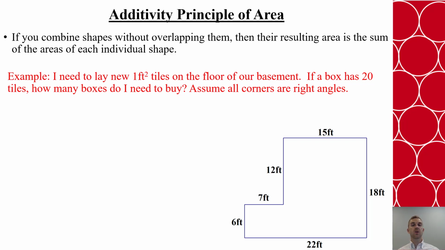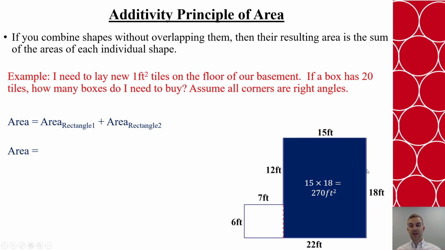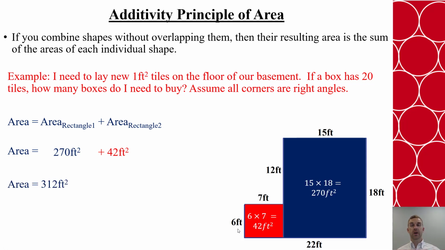And I'm going to assume all these corners are right corners. So that's important because now I can say I can't find the area as it is, but I could split this into 2 rectangles by drawing this small segment right here. Now I know that the area will be the area of one rectangle plus the area of the other rectangle. This right rectangle has a width of 15 and a length of 18 feet, so 15 times 18 would give me 270 square feet. Now this smaller rectangle would be 6 by 7, which is 42 square feet. And so the total area of this shape would be 312 square feet.